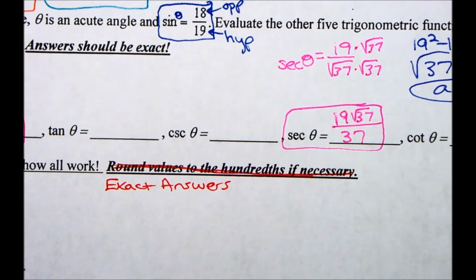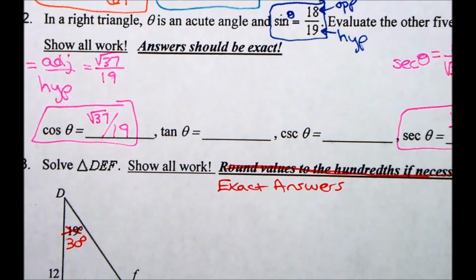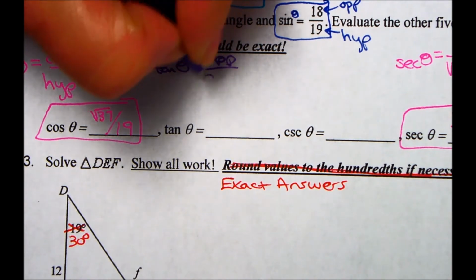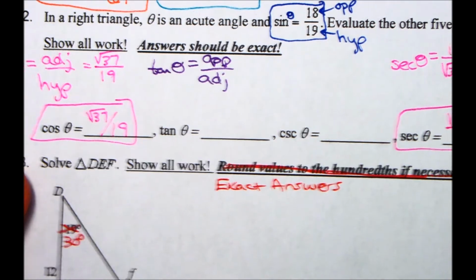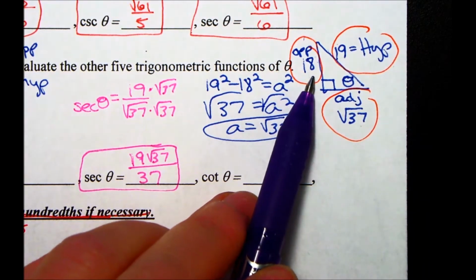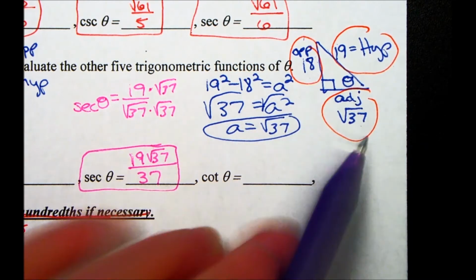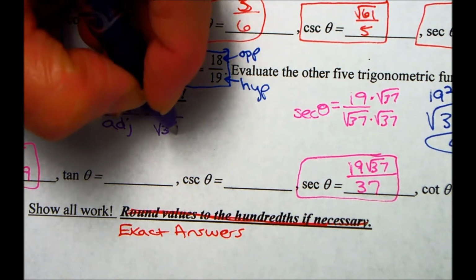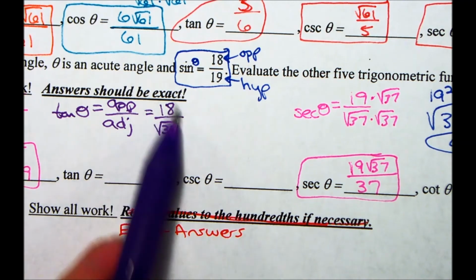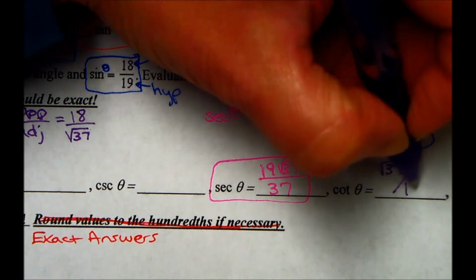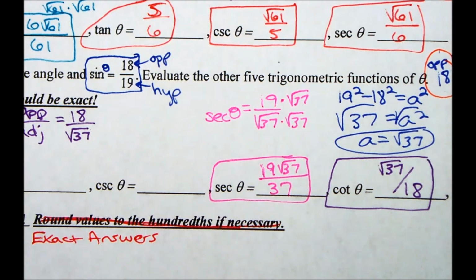Okay, the next one we're going to do is tangent. So tangent theta equals the opposite over the adjacent. If you look at your triangle, the opposite is 18. My adjacent is square root of 37. So we will have to rationalize the denominator for this one. So 18 over the square root of 37 is what we're going to start with. Although the inverse, cotangent, when I flip that around, will be just square root of 37 on the top over 18 on the bottom. So that one won't be that hard.